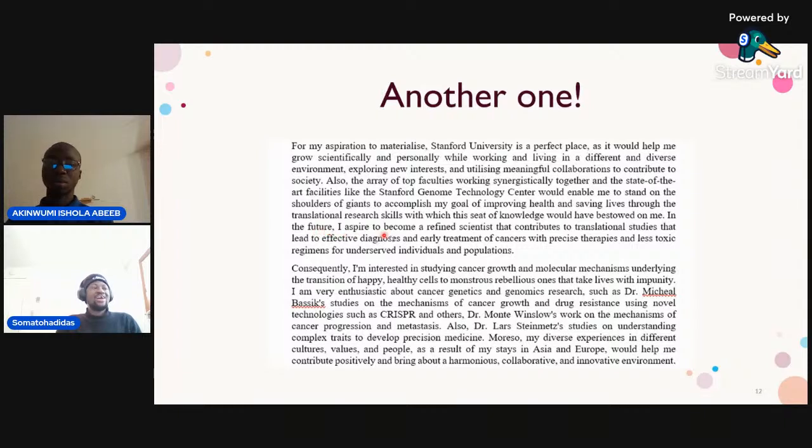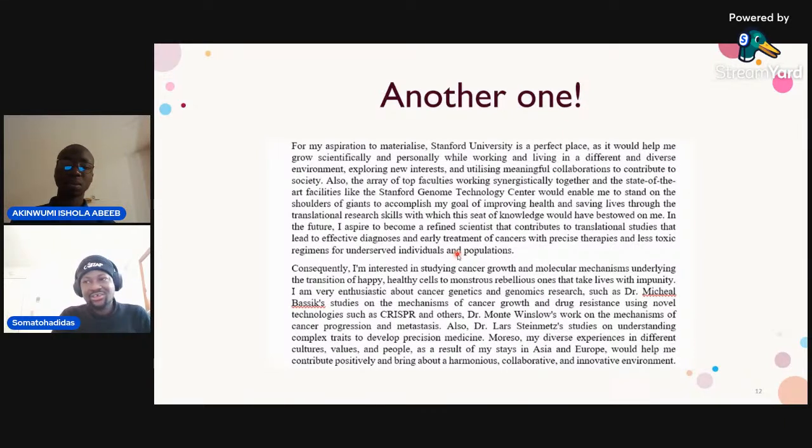In the future, I aspire to become a refined scientist that contributes to translational studies that lead to effective diagnosis and early treatment of cancers with safer therapies and less toxic regimens for underserved populations. So here you can see the career goal, from here to here, and they are not saying that they want to save the whole world. No, they said regimens for underserved individuals and populations. You have to try to carve out a niche.